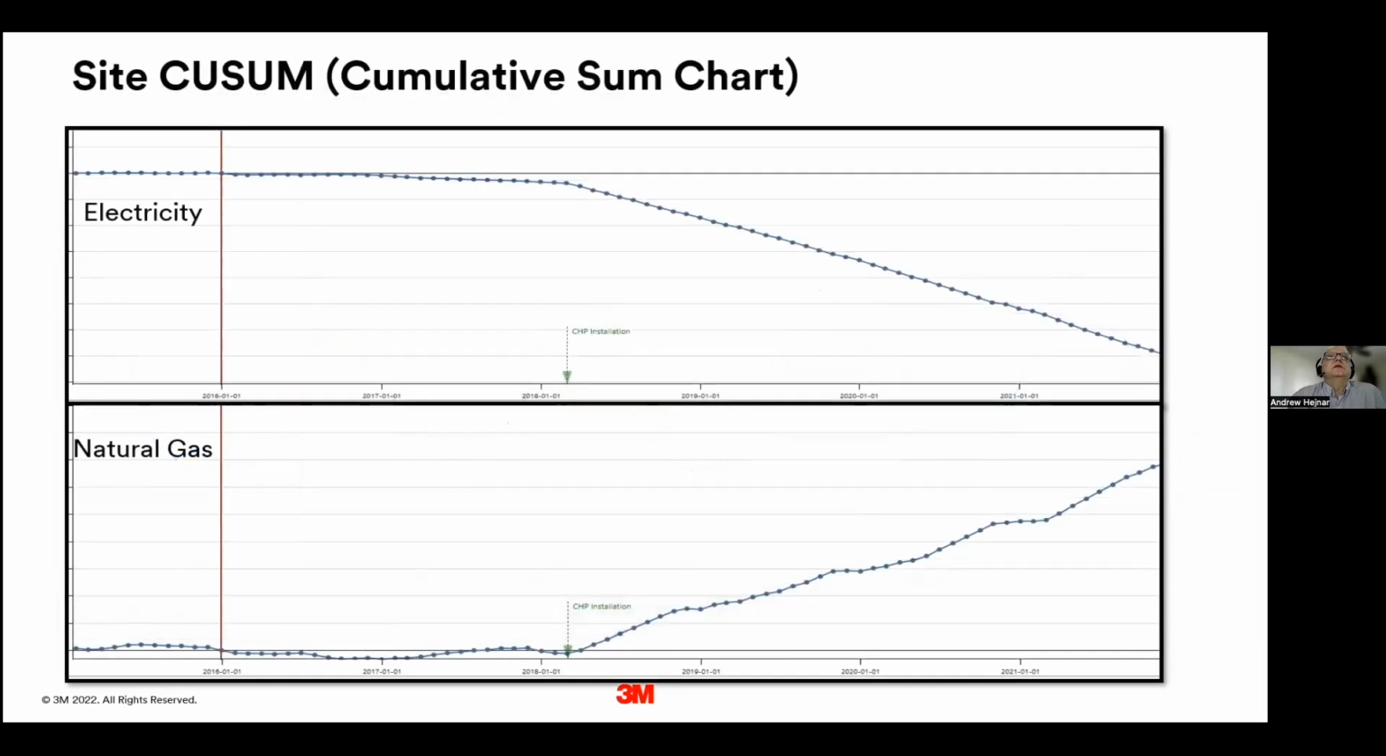So those are the site QSUM graphs for electricity and natural gas. Again, you see those green arrows pointing where a CHP installation happened. And you can see the electricity QSUM nicely improving while the natural gas QSUM is increasing.